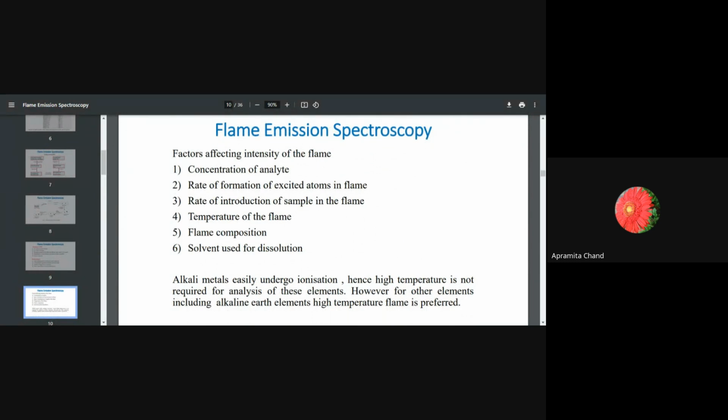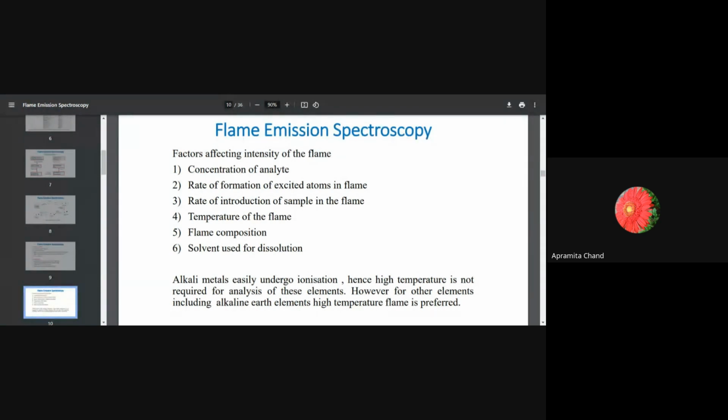So we have talked about how the flame is very necessary in both these kinds of spectroscopy, and here we are going to see the factors that can affect the intensity of the flame. First is, of course, for me the top choice, the temperature of the flame, because it is affecting how many excited state atoms there are. Then, of course, the flame composition, which kind of flame is being used, the solvent that is being used for dissolution, the concentration of the analyte, what the rate of formation of the excited atoms in the flame is, and how you are introducing the sample into the flame. So these are all the factors that affect the intensity of the flame.